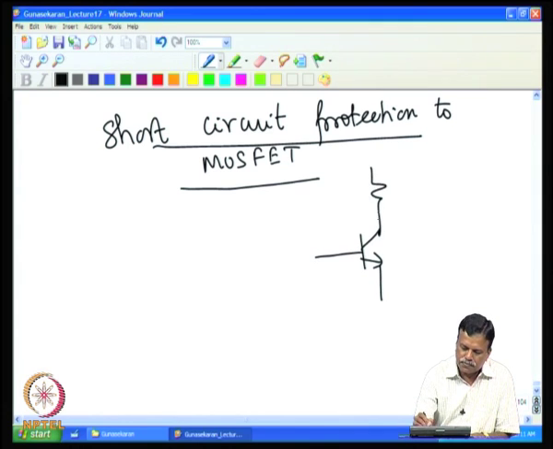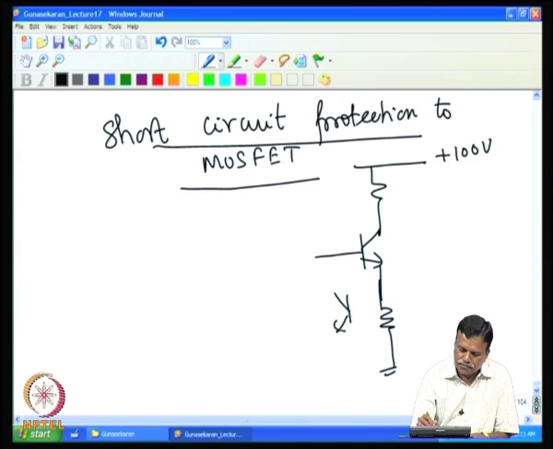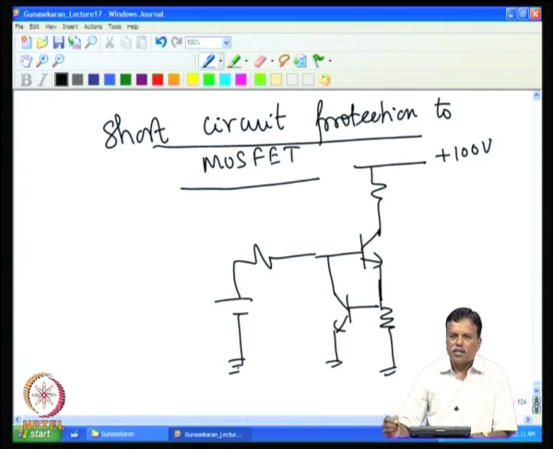if this load is, for example, 100 volt, then short circuit protection is provided like this. We have done this and connected this. So, our drive voltage was diverted out. For example, this is what we have done to protect the transistor from short circuit.